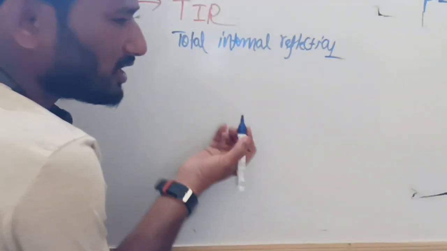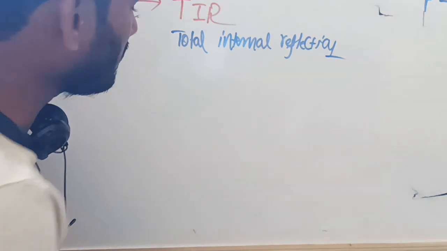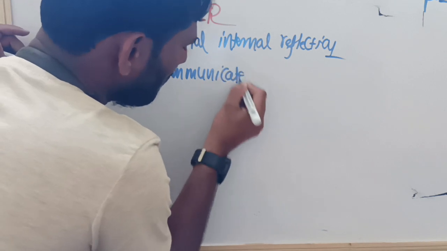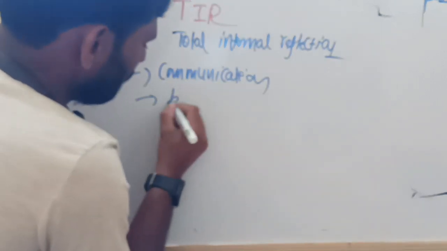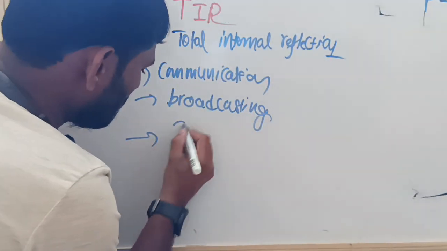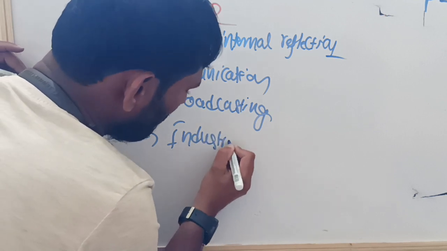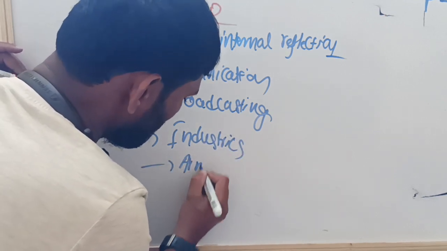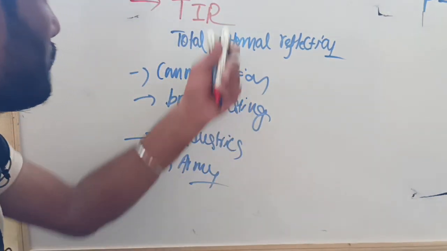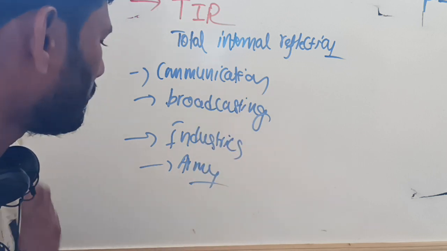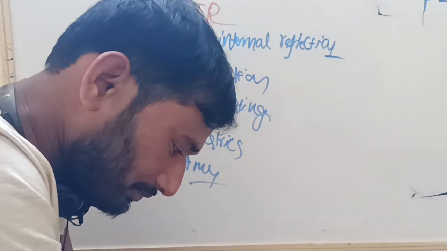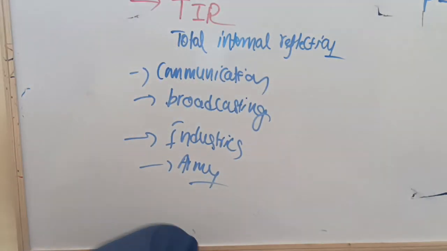What are the uses? Mainly it is used for communication purposes, for broadcasting, and in industries and the army system. In military industries and the army system they use optical fibers. Understood? The principle is TIR, mainly used for communication and broadcasting, in the army and industries. Next question. Bohr's atomic theory.